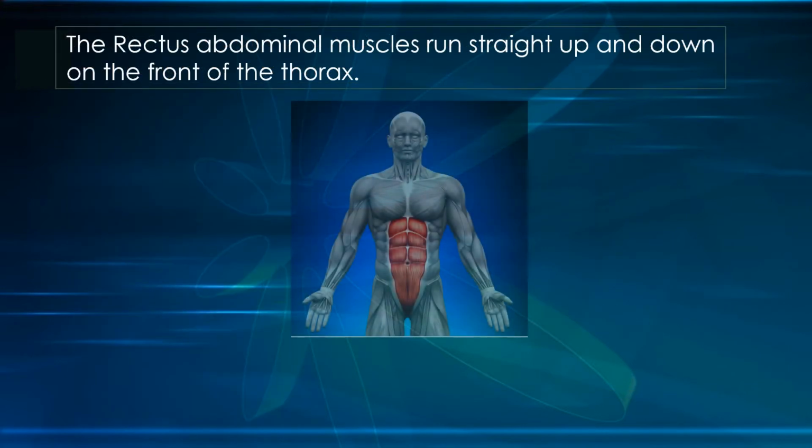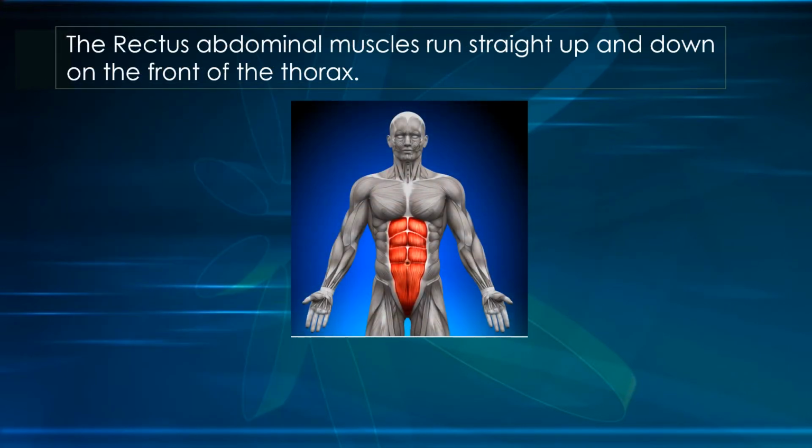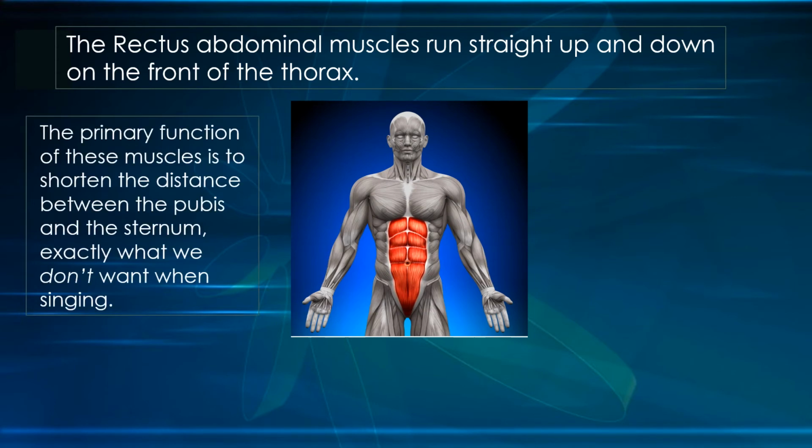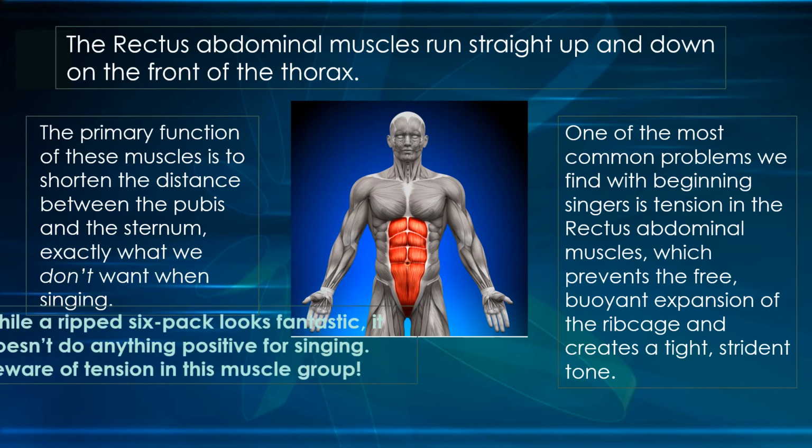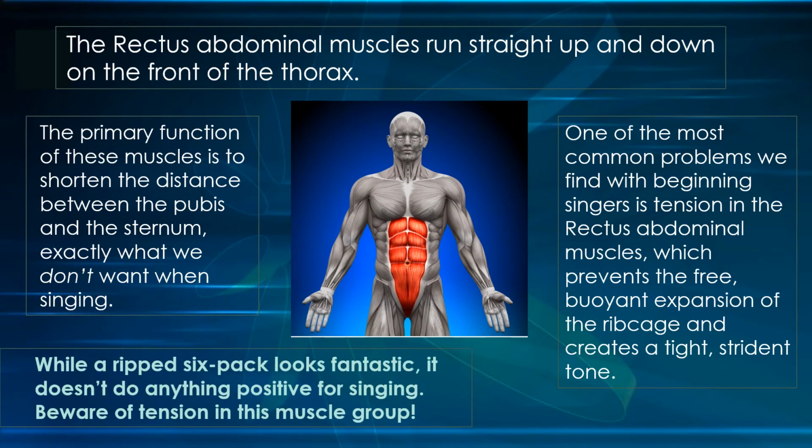The rectus abdominal muscles run straight up and down on the front of the thorax. The primary function of these muscles is to shorten the distance between the pubis and the sternum, exactly what we don't want when singing. One of the most common problems we find with beginning singers is tension in the rectus abdominal muscles, which prevents the free, buoyant expansion of the rib cage and creates a tight, strident tone. While a ripped six-pack looks fantastic, it doesn't do anything positive for singing. Beware of tension in this muscle group.